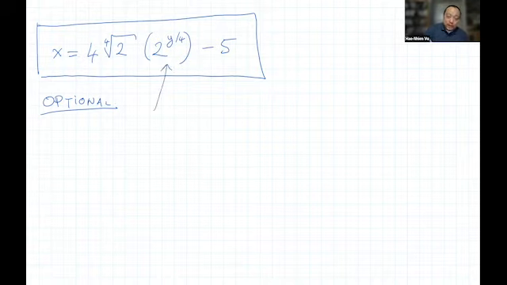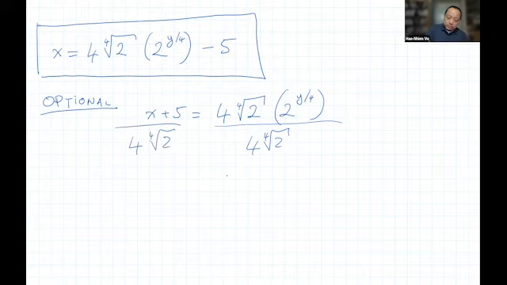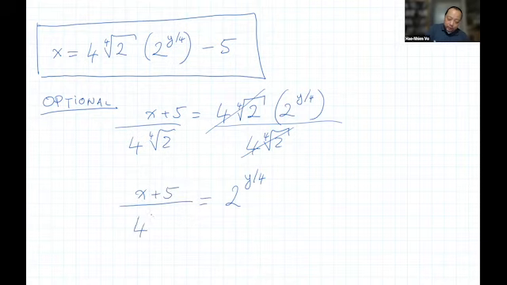I want to isolate y, so I have to start cleaning up things from the outside in. Right, so first there's this minus 5 on the outside. I'm going to add it to both sides. So I have x plus 5 is equal to 4 times the fourth root of 2 times 2 to the y over 4. Now I'm going to move this by dividing both sides. Cancel. 2 to the y over 4 is equal to x plus 5 divided by 4 times the fourth root of 2.